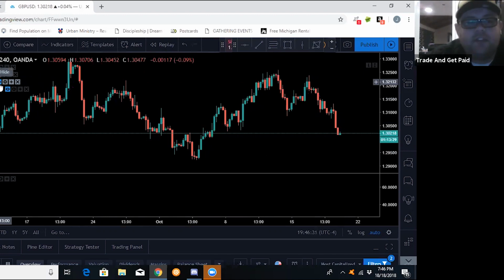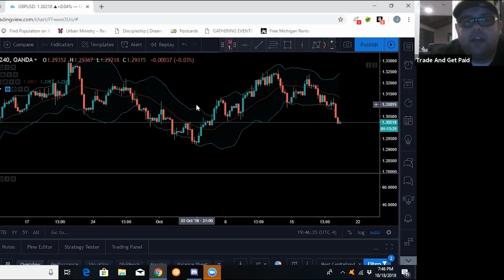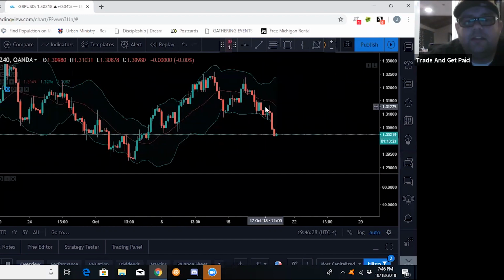One of my favorites I use a lot, especially when it comes to scalping, is a very popular indicator called a Bollinger Band. Now, a Bollinger Band is interesting because it's basically a zone from the top to the bottom of price action that is going to basically tell you where the price is going to stay within.